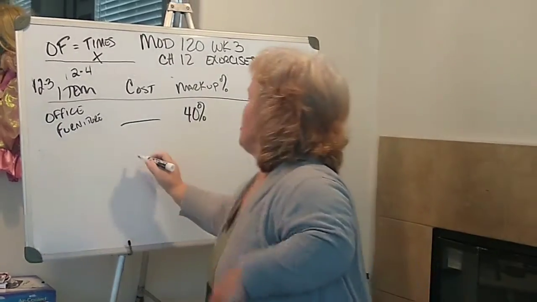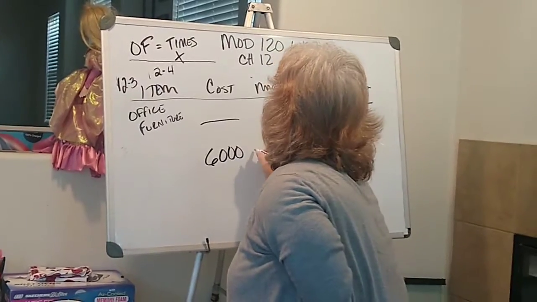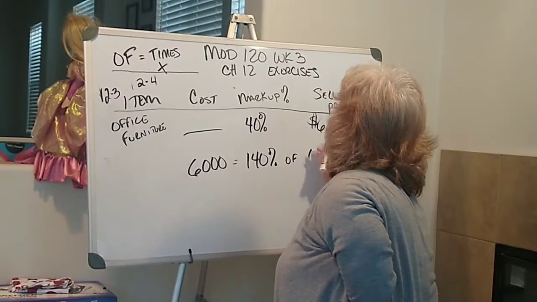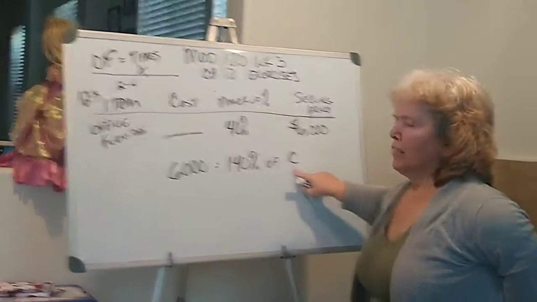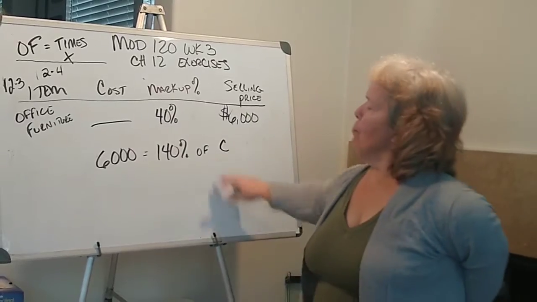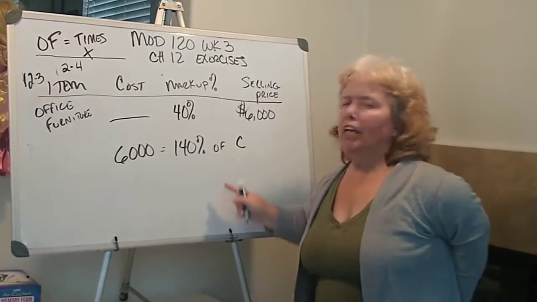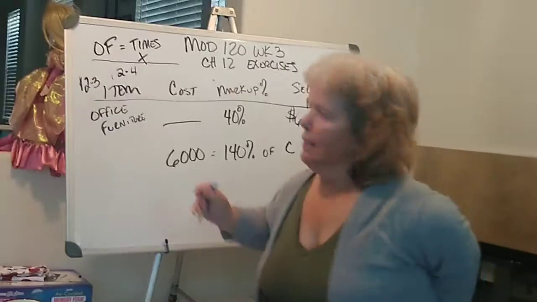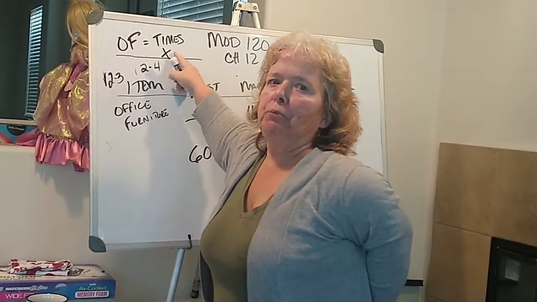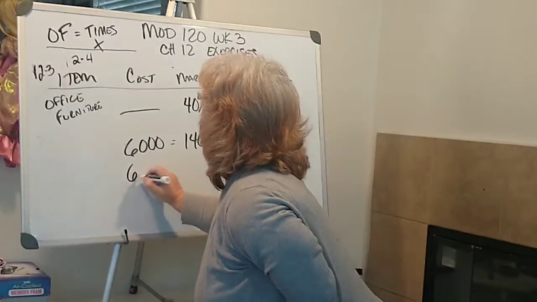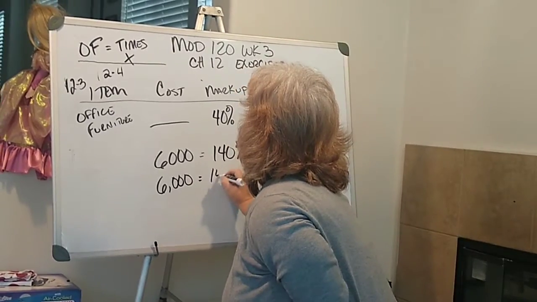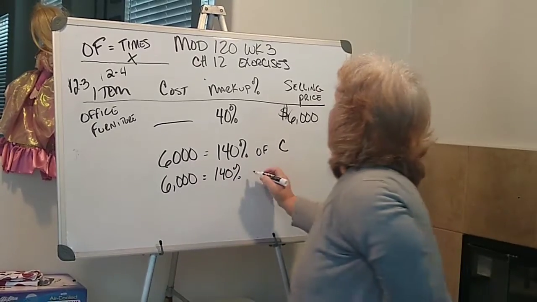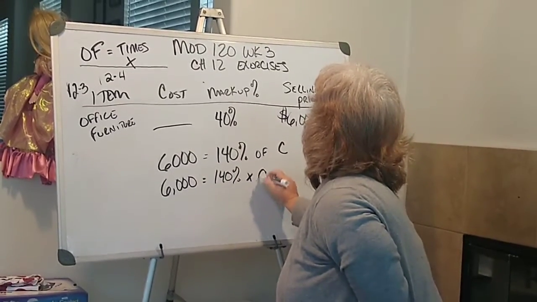That's what it's saying. So 6,000 equals 140% of the cost. That's what the C stands for. Now, in my grammar school and junior high days, I remember "of" in math always means what? It means times or multiplication. So 6,000 equals 140%. And what does this percent mean? It means hundreds, right? Times cost.